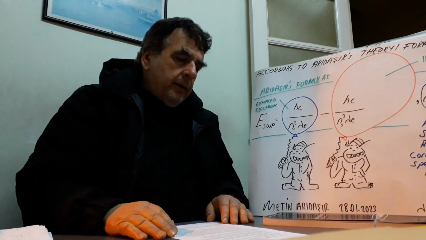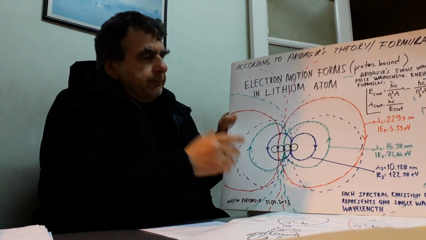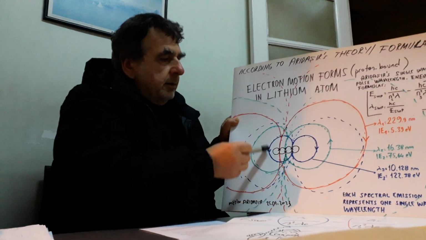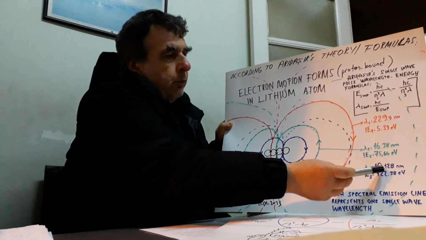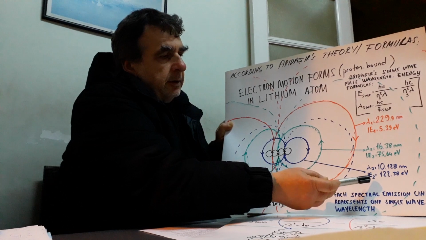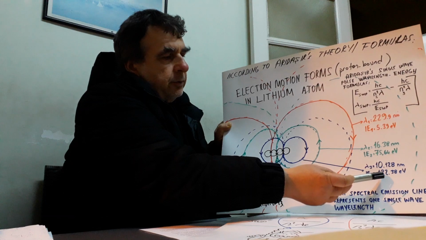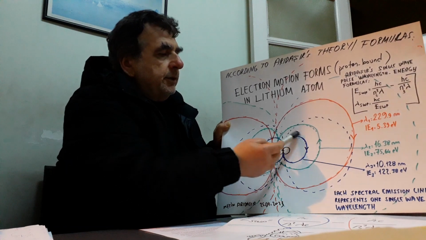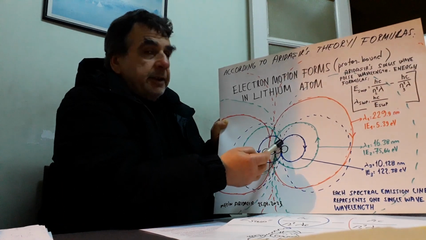4. Here, for instance, a lithium atom. Blue circle, smallest wavelength, 10.128 nanometer. Its initial ionization energy, ground state energy, is 122.38 eV. This is the initial balance position, the proton-bound smallest electron.